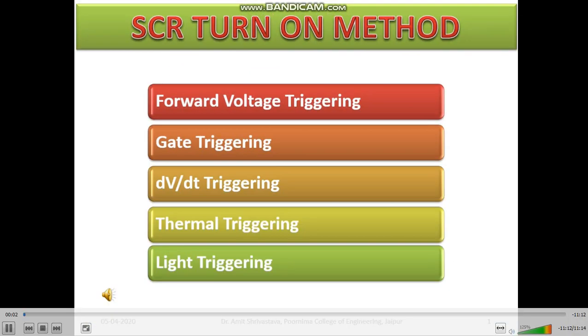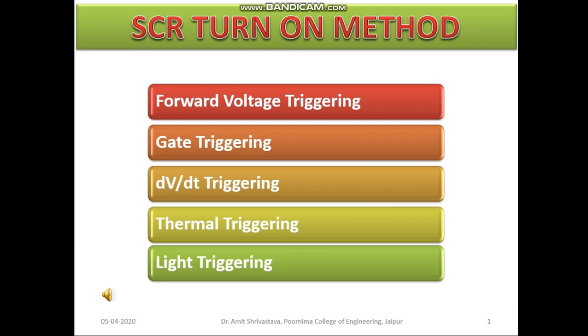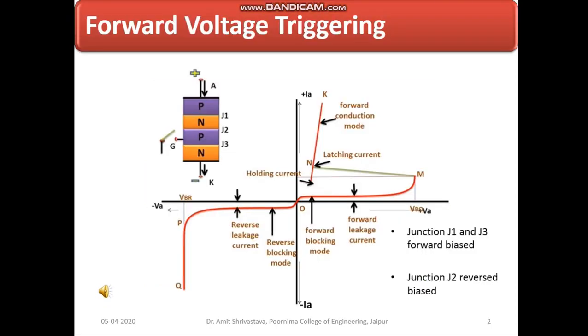Methods. With anode positive with respect to cathode, a thyristor can be turned on by any one of the following techniques. These techniques are forward voltage triggering, gate triggering, dV by dt triggering, temperature or thermal triggering, and light triggering. The first method is forward voltage triggering.